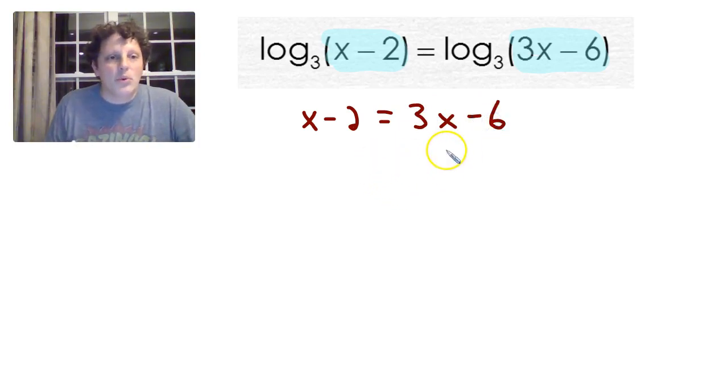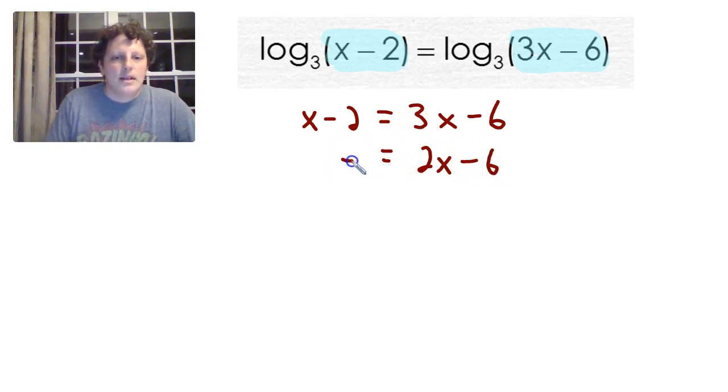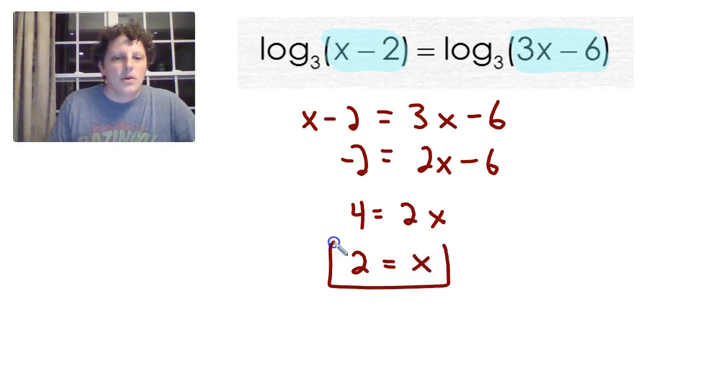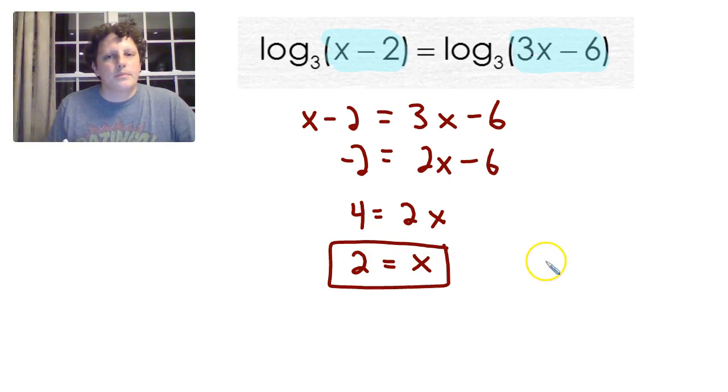This becomes a real simple equation to solve. Now we're going to collect our variables to one side. I'm going to subtract x to the right to get 2x minus 6 on the right, because 3x minus x is 2x, and negative 2 is still on the left. I'll collect my constant to the right by adding 6 to the left to get positive 4 equals 2x. Then I'll divide both sides by 2. 4 divided by 2 is 2, and 2x divided by 2 leaves me with just x. So I get my solution.